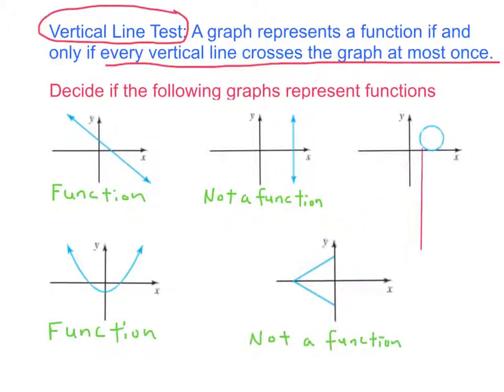And lastly, let's look at the circle. If I put the vertical line over the circle, we see that it crosses the graph twice. Once there and once there. So again, this is not a function.